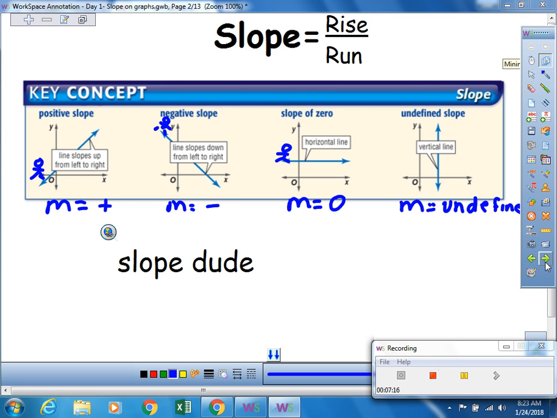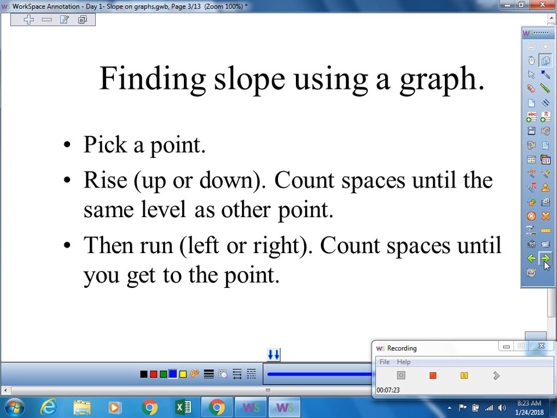So I gave you a note sheet. You should have that out in front of you. But here are some steps. Write these down real quick. Pick a point. No, you can write in your notes. Pick a point. Rise up or down, depending on if it's a positive or negative slope.